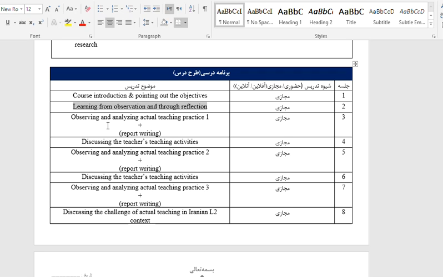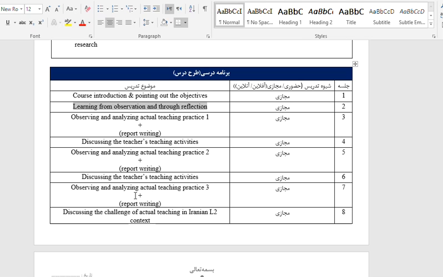I actually do this jointly with you, and I try to show you how to observe, what to analyze, and what classification or categories should be used for your analysis. Then in the next session, we discuss the teaching activities actually used by that teacher. Again, we have another analysis and your report. Then in the next session, we discuss the teaching activities you will discuss.